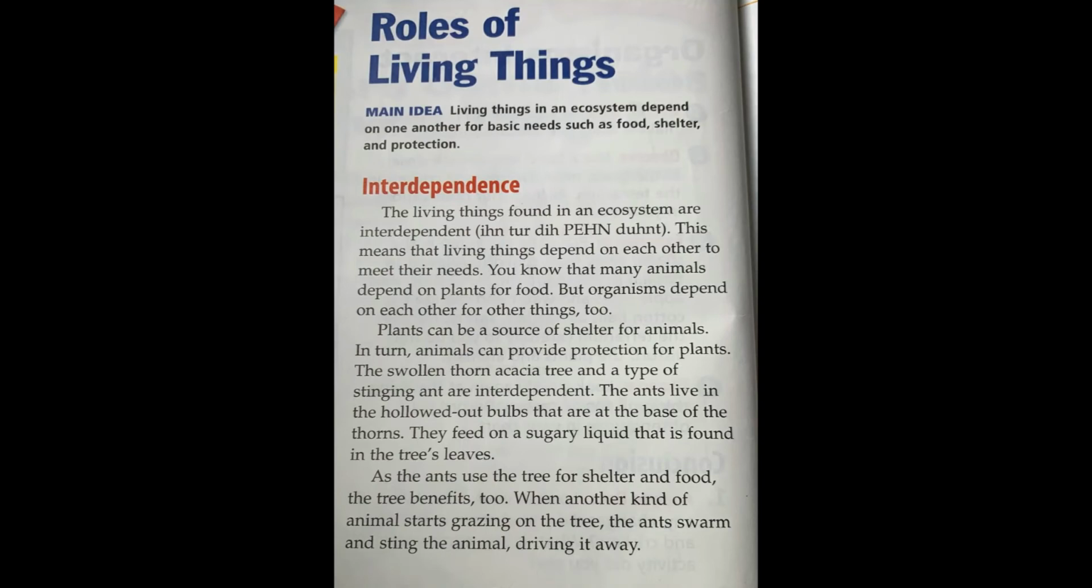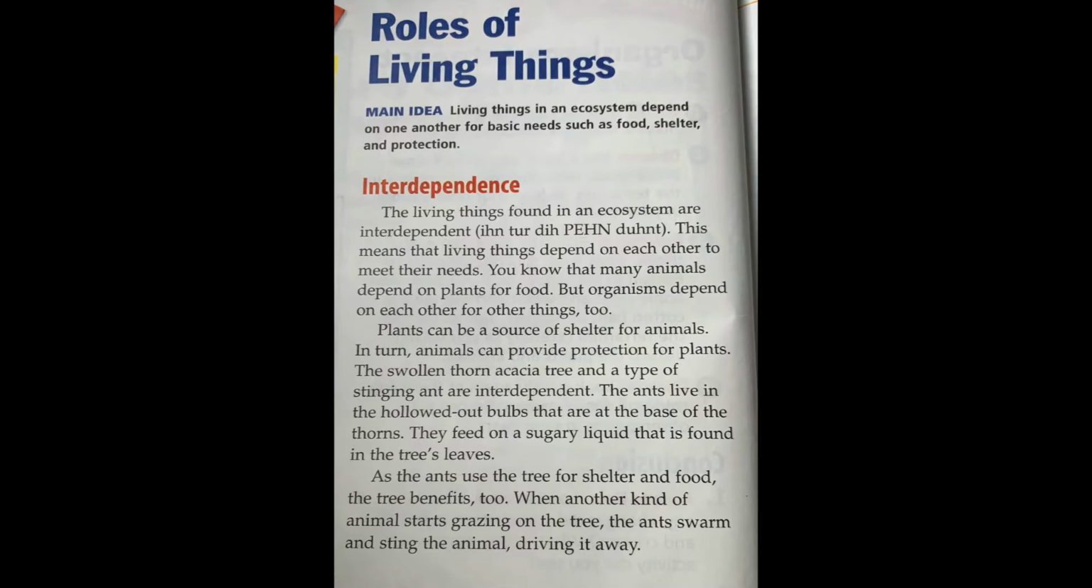Roles of living things. Living things in an ecosystem depend on one another for basic needs such as food, shelter, and protection. Interdependence. The living things found in an ecosystem are interdependent.